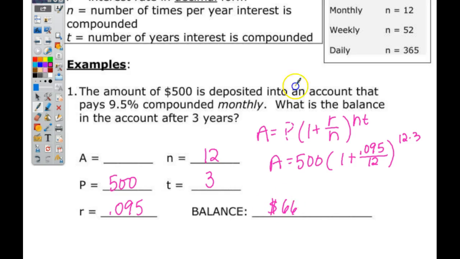So $664.13. I wish we would have 15,000 after 3 years, or even 6,000, but no. This is about true.